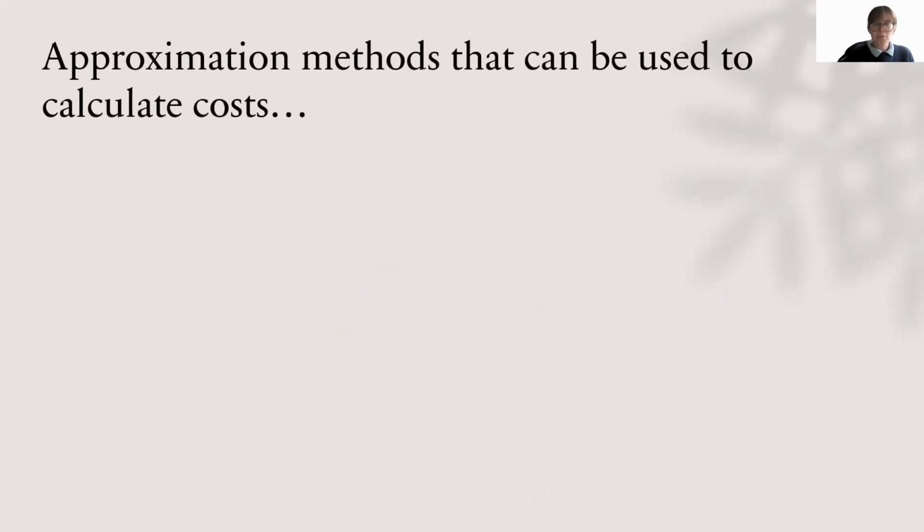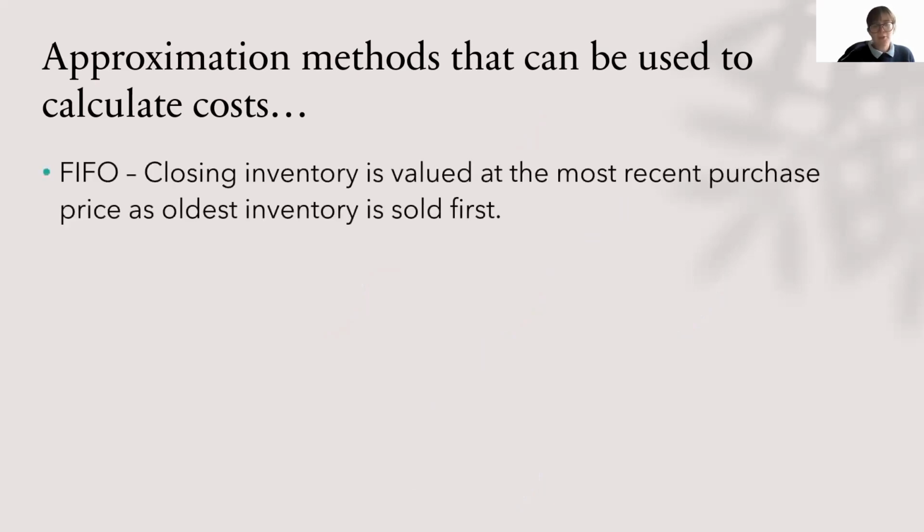So there are some approximation methods that can be used when calculating costs. So the first one is FIFO. So essentially, our closing inventory is going to be valued at the most recent purchase price because our oldest inventory is going to be sold first. First in, first out.